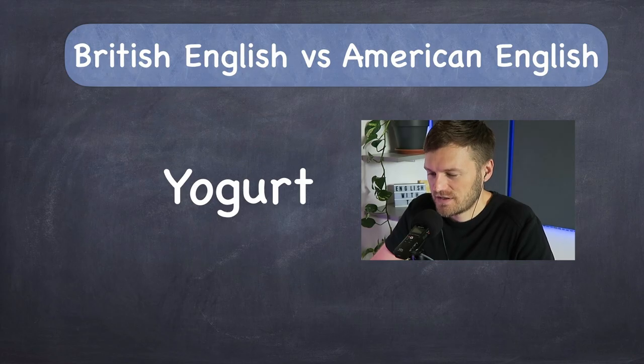The next word is spelled Y-O-G-U-R-T, and in British English it would be pronounced yogurt. So once again the O is more like an U sound. And in American English it would be more like yogurt. So the O is very round, once again. Here's an example of the British English pronunciation for you.